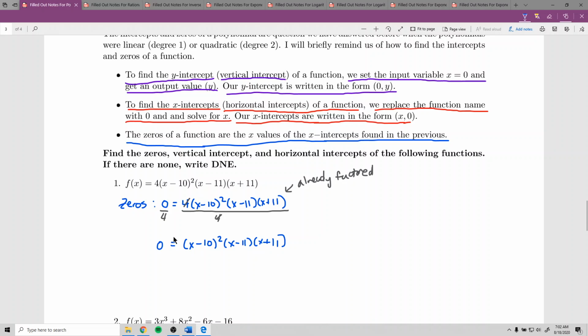So what do we do if something's already factored and set equal to 0? Well, then we set each part equal to 0. We got 0 equals the front part, x minus 10 squared. Don't let that squared bother you. We'll see that it doesn't affect much. We have 0 equals the next part, x minus 11, and then 0 equals the last part, x plus 11.